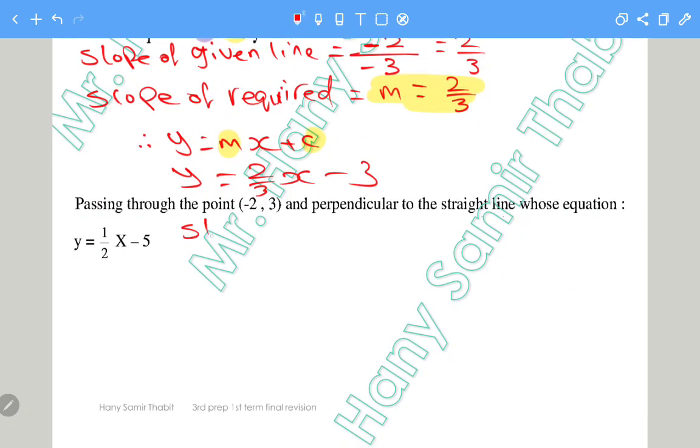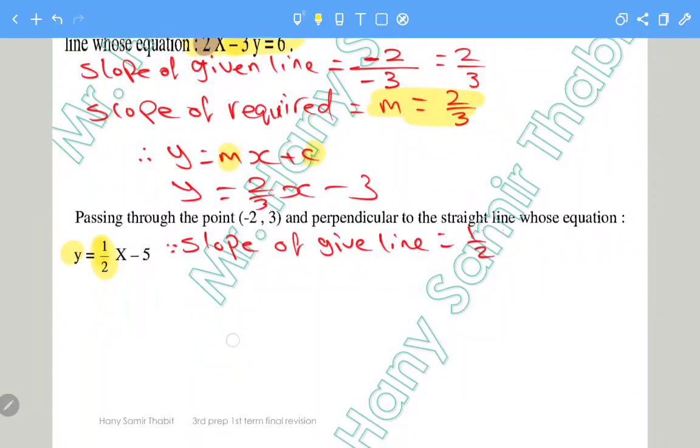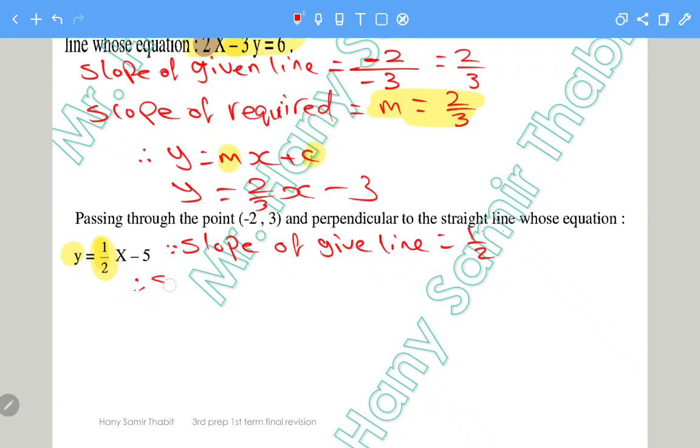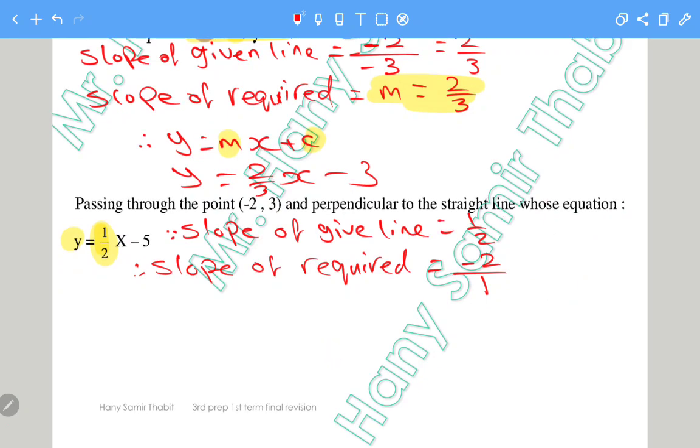Again, the slope of the given line equals half, directly, because y is individual, it's mx plus c. Here in the different case, with one side, I used negative coefficient of x over coefficient of y, but here y is individual, so m equals half. Then the slope of the required, are they parallel? No, they are perpendicular, so the slope of the required equals negative 2 over 1. For example, if it were 3 over 4, here it would be negative 4 over 3. You must know it because the product of them equals negative 1.